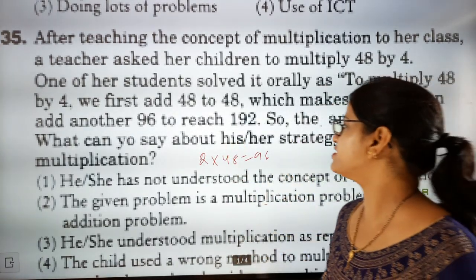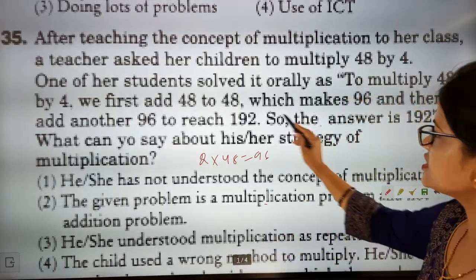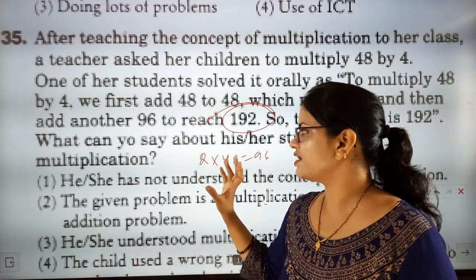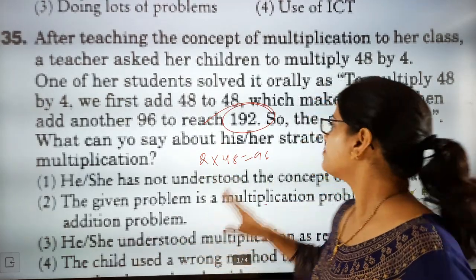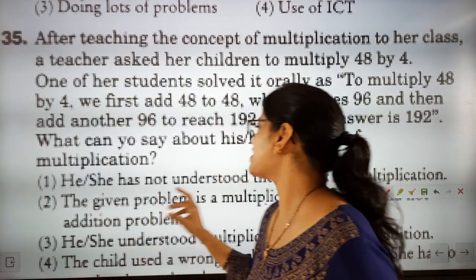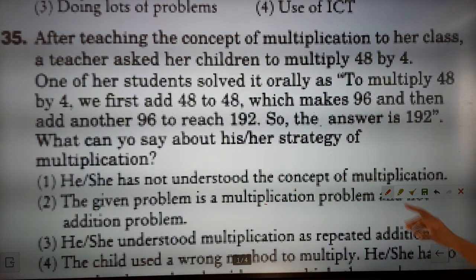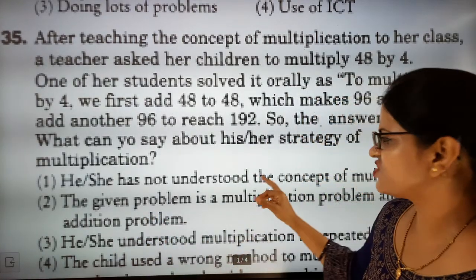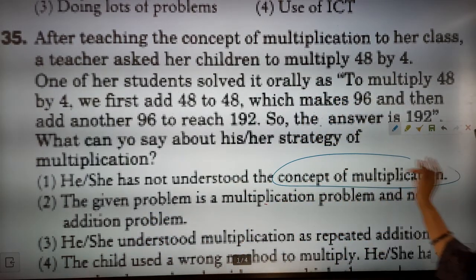So double of 96 will be what? Double of 96 will be 192. So the concept is understandable, that the child is using that addition part. But now what options are given to you? He or she has not understood the concept of multiplication, means what you are going to take as the correct answer. Means the child does not know the concept of multiplication.